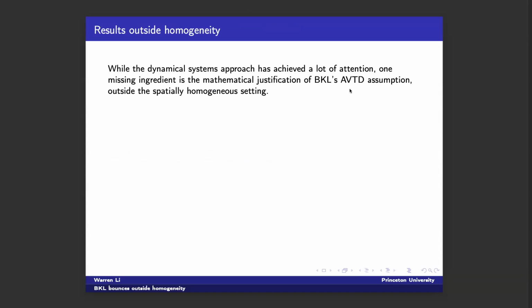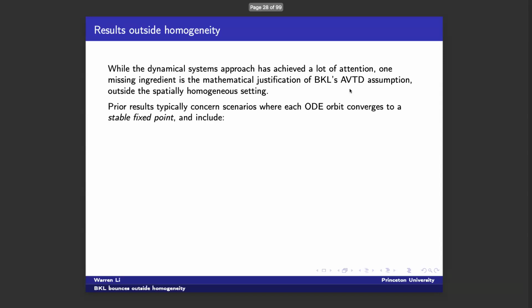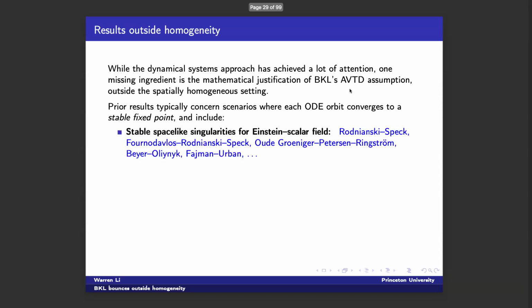As I say, this dynamical systems approach is valid for homogeneous spacetimes, and it has received a lot of attention. But one missing ingredient is how we got this picture in the first place, why we're allowed to throw away the T and X derivatives. There are some works in this direction, but only in settings where, instead of a dynamical system with unstable fixed points, we have systems with stable ones.